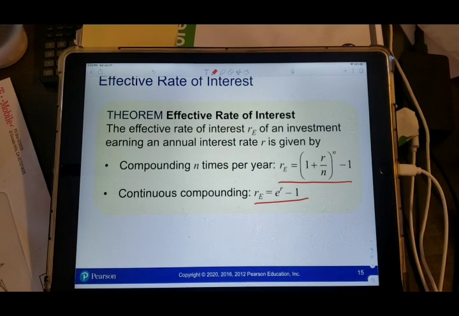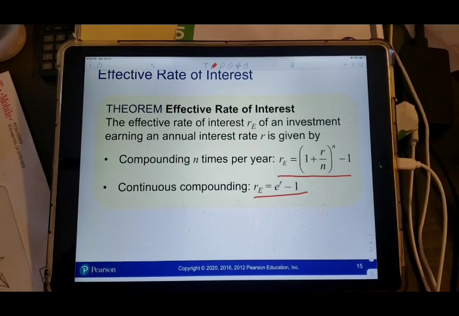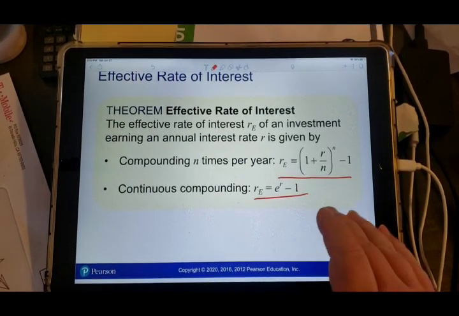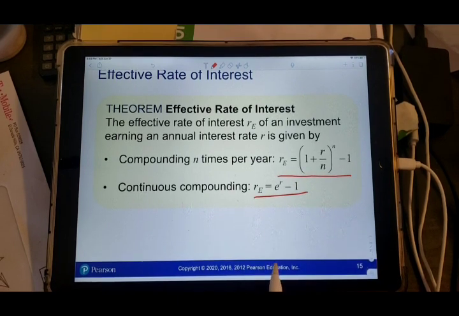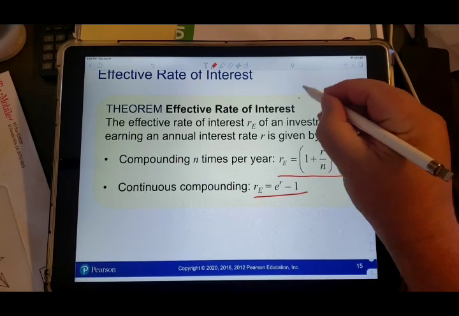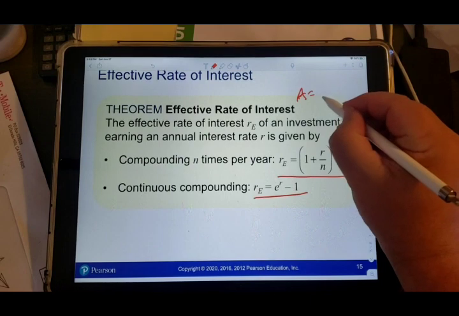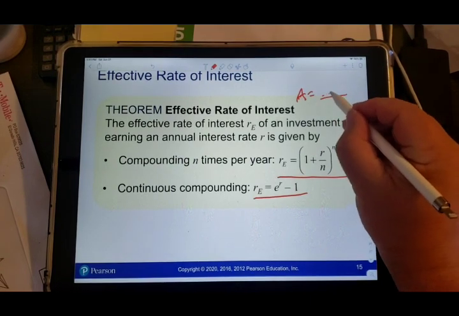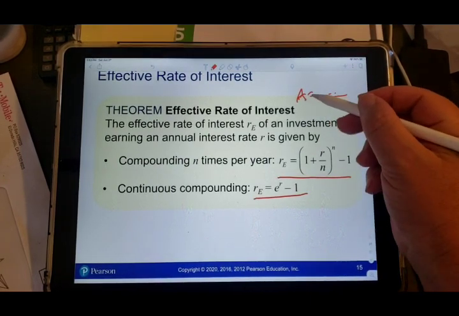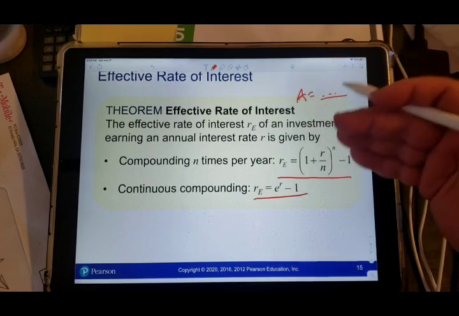All right, anytime you have a formula with this many variables in it, you can solve for something else. In other words, most of them started with A equals, right? But who says you have to solve for amount? You can think of something else.